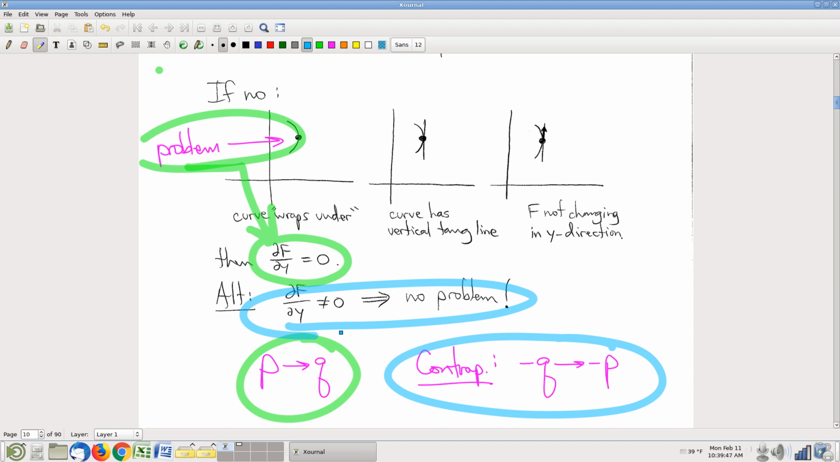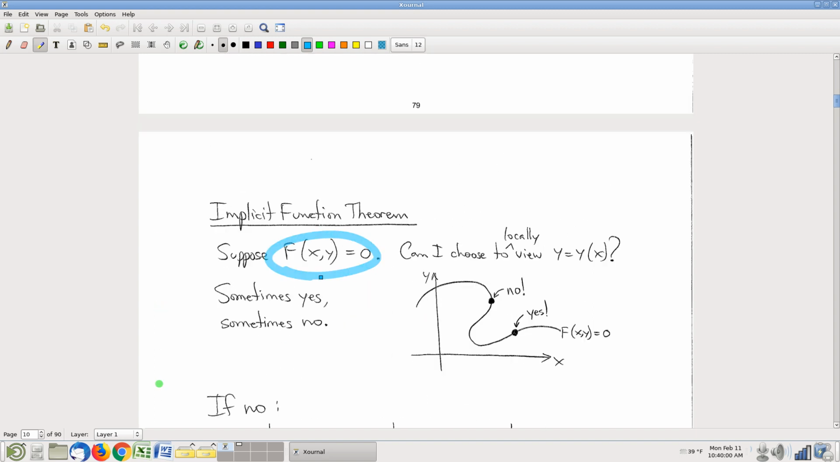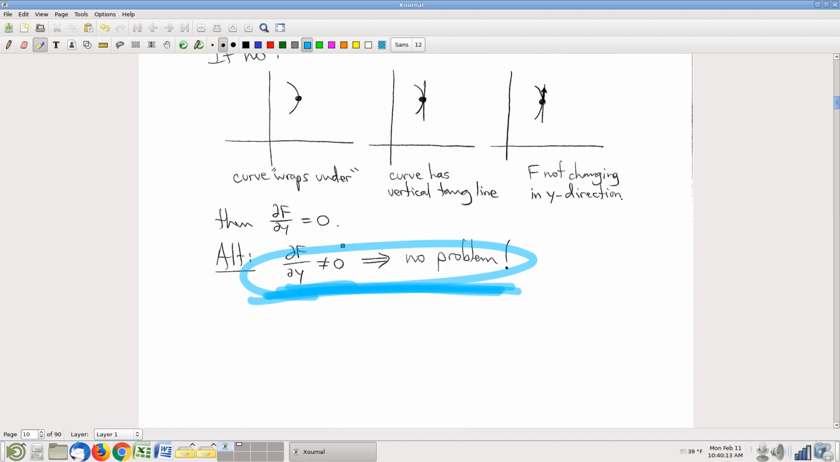Okay, so this is our big theorem. Again, I'm not going to write the whole thing down, but this is the implicit function theorem. If you're looking at a level set, some sort of a curve described by an equation such as this, and you'd like to know, can I locally view one of the variables as a function of the other variable? Take the partial derivative, confirm you don't get 0, declare victory. That's the idea.